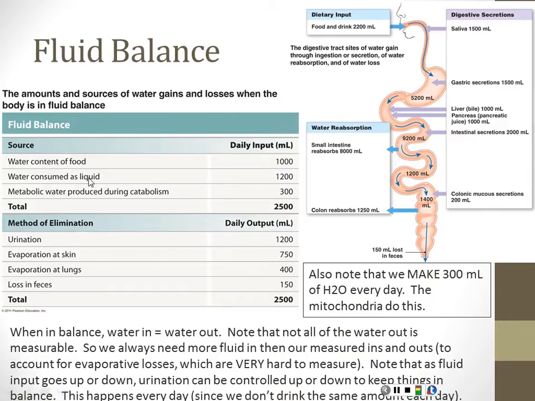1.2 liters is consumed as a liquid, so that's water you drink. Now, this varies according to the person. Some people are very good at staying hydrated, and it can be twice that in some. And then we actually make a little bit of water too, which often surprises students. So in the process of breaking down carbohydrates into carbon dioxide, we form water as part of that chemical equation. So we produce some water from the food that we eat too.